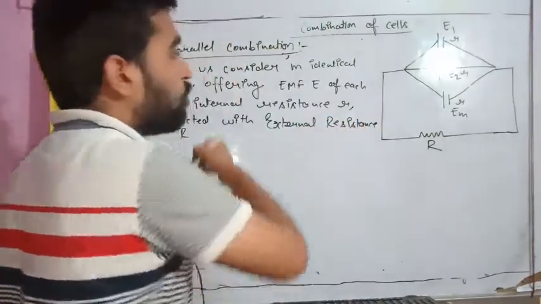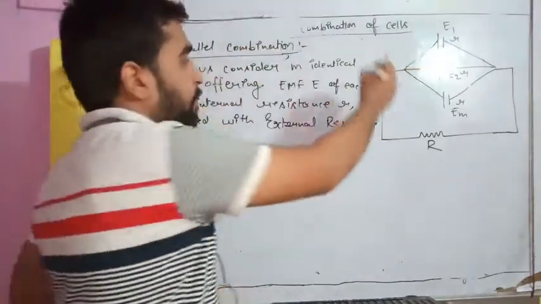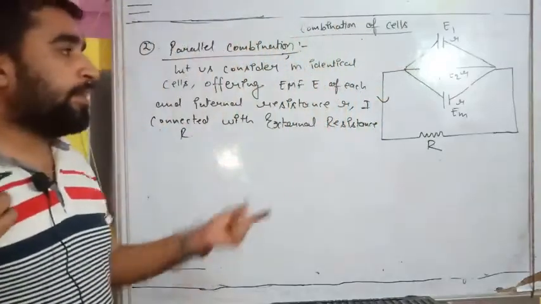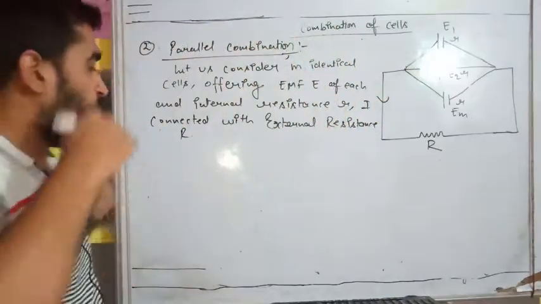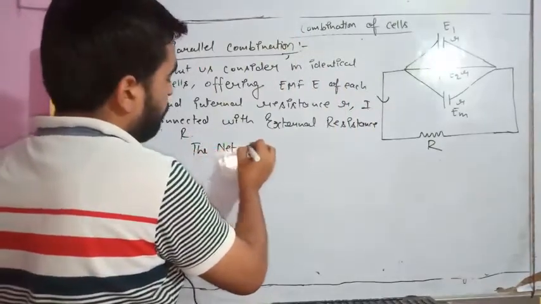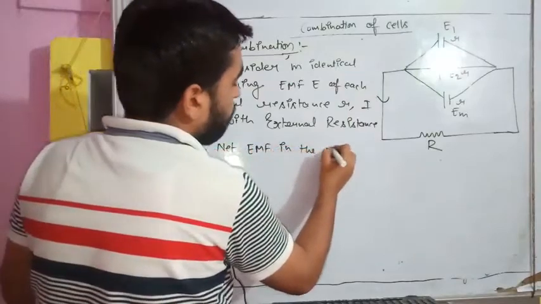Now students, what should be the direction of current? These are higher potential, that's lower potential, so this is going to be the direction of current. Now students, what will be the net EMF in the circuit?